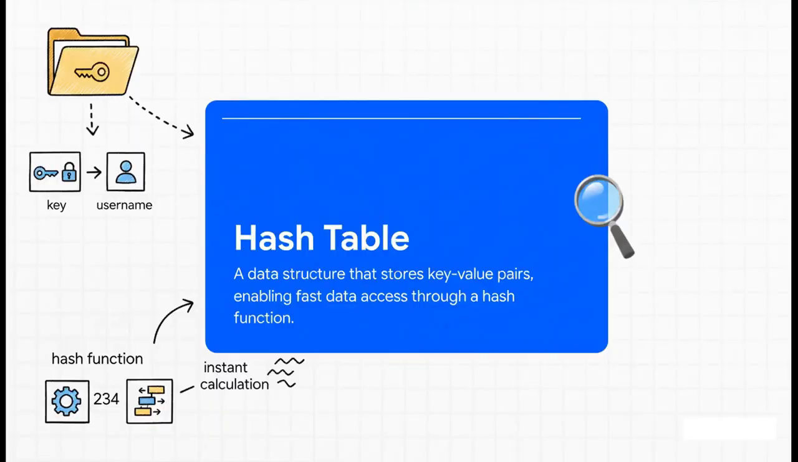So what is a hash table? You can think of it like a super smart filing cabinet. It stores everything in key-value pairs. So the key might be your username, and the value would be all your profile info. But the real secret weapon here is something called a hash function. This function takes your key, does a super quick calculation, and tells you the exact drawer, the exact memory address, where your stuff is filed.